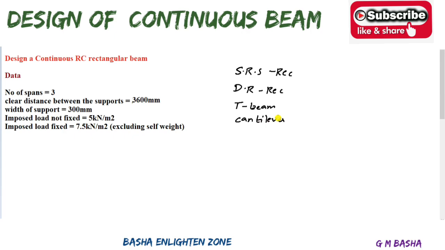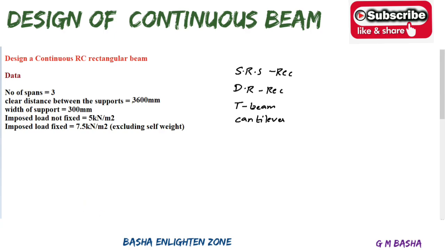Design a continuous RC rectangular beam. Number of spans will be 3. Clear distance between the supports will be equal to 3600 mm, and width of the supports, meaning the column supports, will be given as 300 mm. Imposed load not fixed, imposed load fixed. Generally the data will be given in terms of live load, but for calculation of continuous beams the data will be given like this: imposed load not fixed, imposed load fixed.